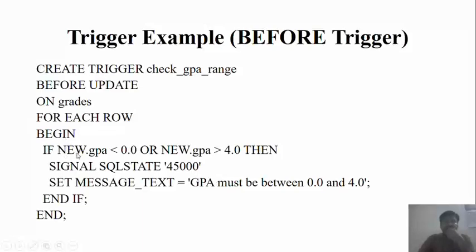Begin. If new.gpa less than 0.0 or new.gpa greater than 4.0, then signal SQL state 45000. That is a constant message. Set message_text: if it is true, GPA must be between 0.0 and 4.0. End if. So the if statement started and ended with end if.